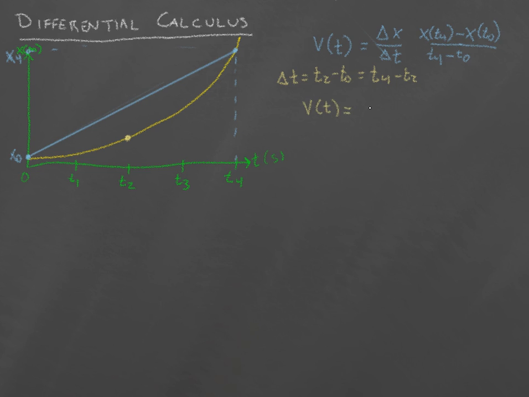So now the velocity is the change in x. First we'll look at the case between t0 and t2, and we'll call this v0,2. This is going to be x at t2 minus x at t0 all over delta t, which is t2 minus t0. Another way to write this is x at t0 plus delta t minus x at t0 all over delta t. Similarly, v2,4 is the velocity from time 2 to time 4.